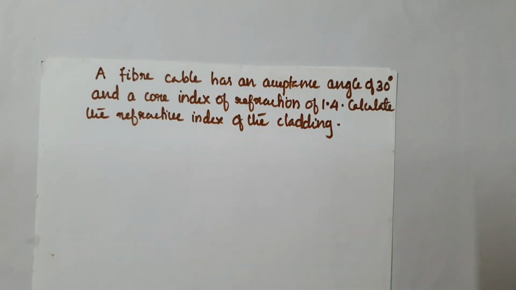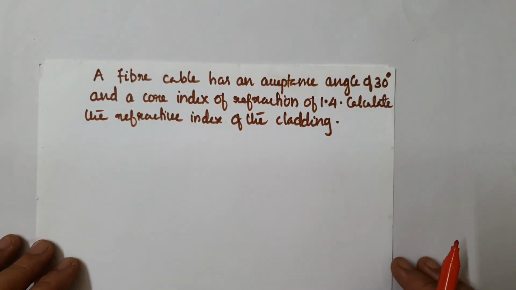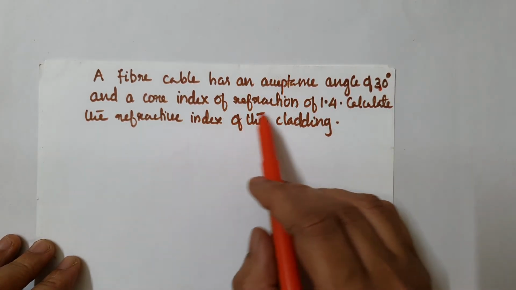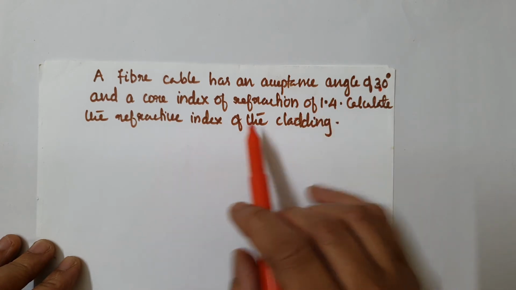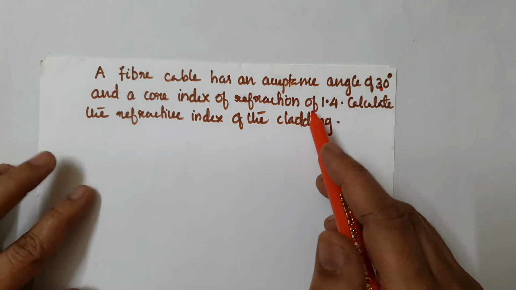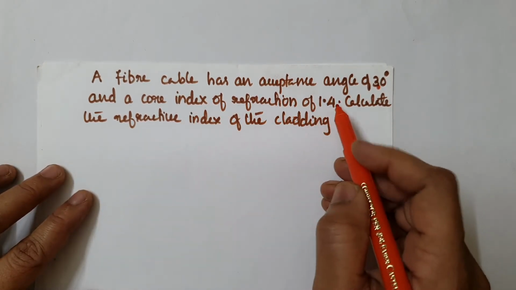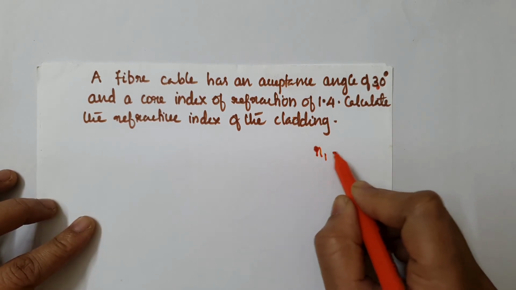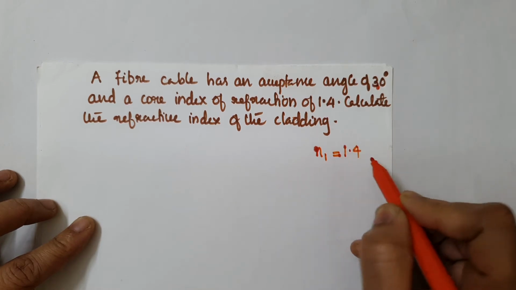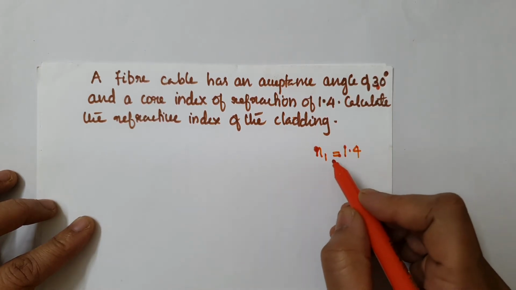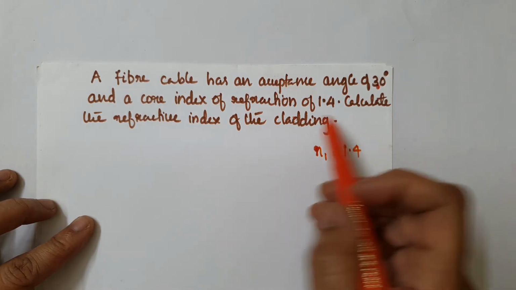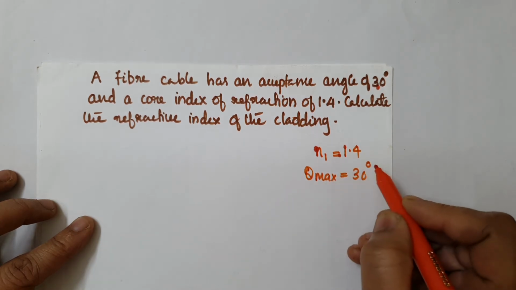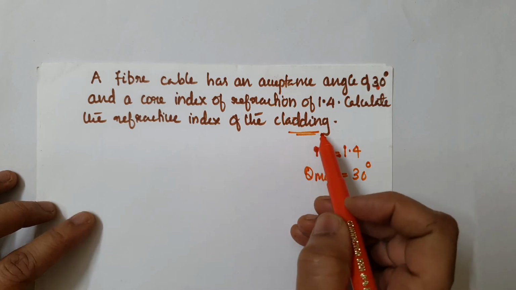And the next problem is, a fiber cable has an acceptance angle of 30 degree and a core index of refraction of 1.4. Calculate the refractive index of the cladding. Here the core index of refraction, that is the refractive index of the core region N1, is given as 1.4, or mu1, you can take it as N1 or mu1. And also the acceptance angle, theta maximum, is given as 30 degree. Calculate the refractive index of cladding.